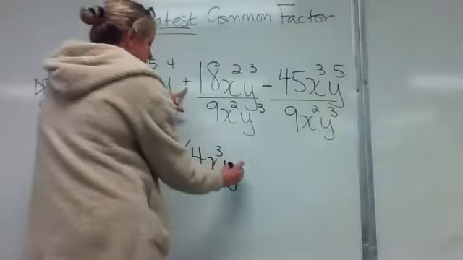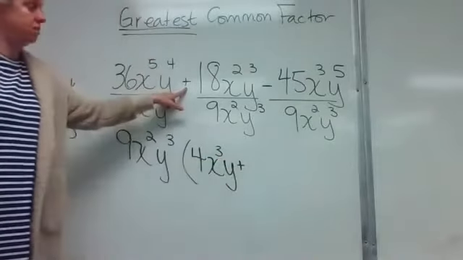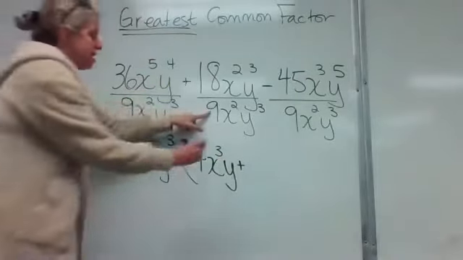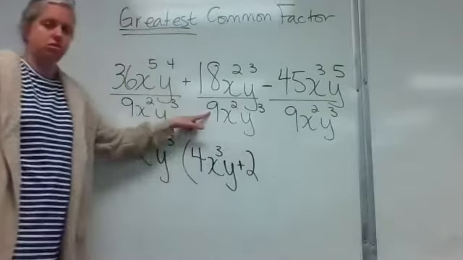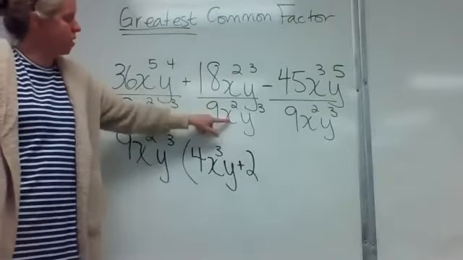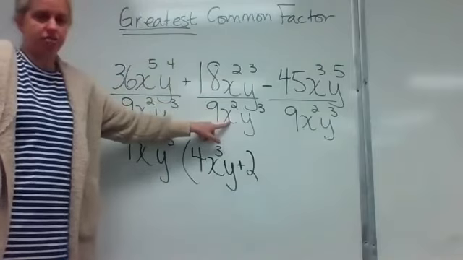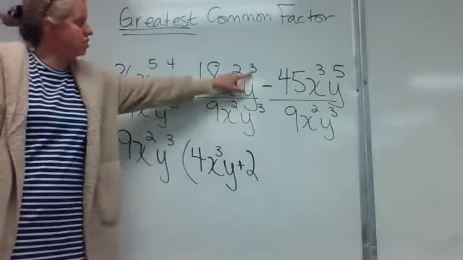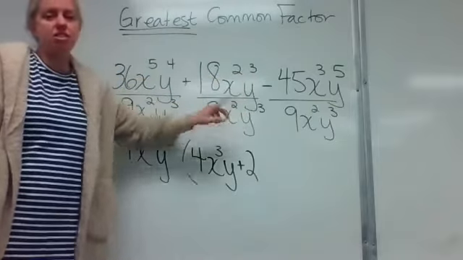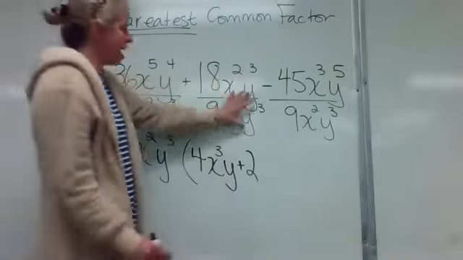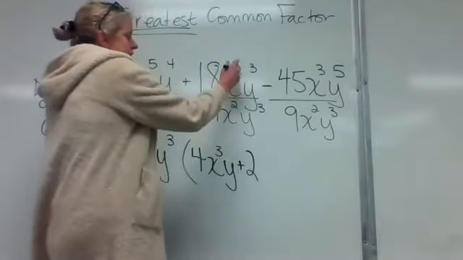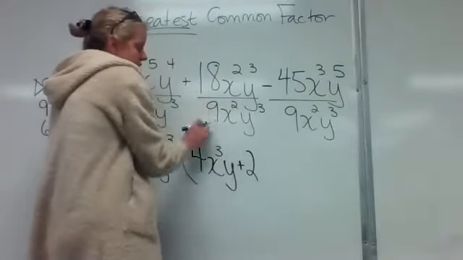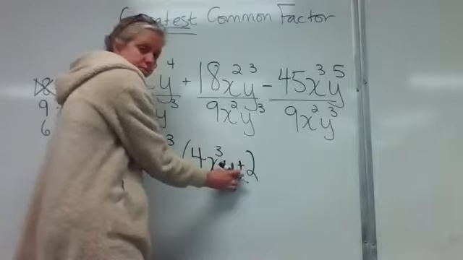Moving on, plus 18 divided by 9 gives me 2. I had x squared, but I pulled out x squared. So how many x's left? Y to the 3rd, but I pulled out y to the 3rd, so I don't have any y's left. So when I do this, all my x's and y's canceled, so I'm just left with that 2.